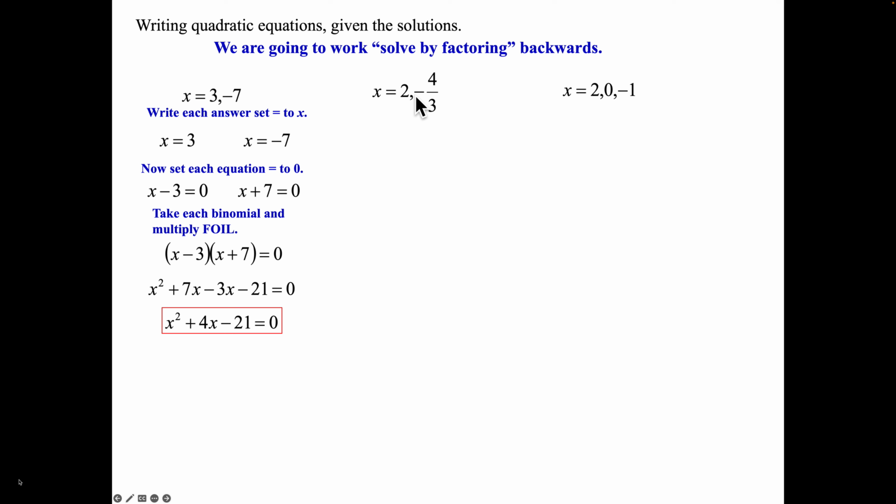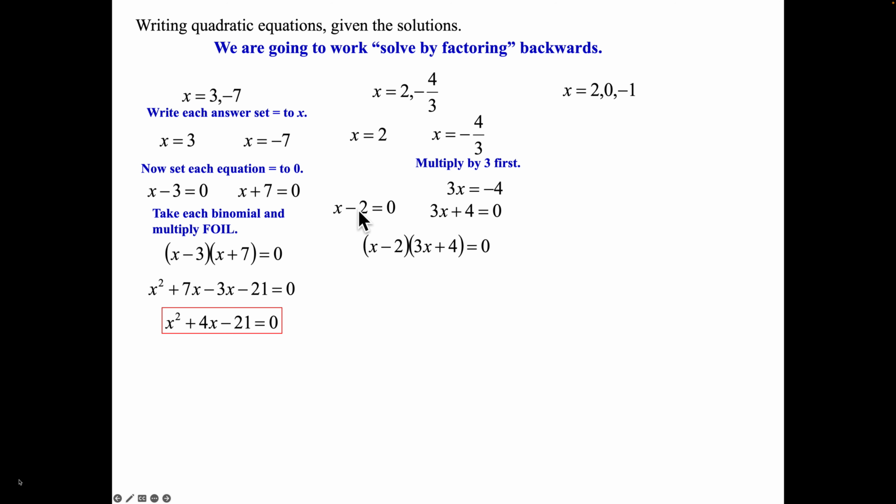Next, x equals 2 comma negative 4/3. All right, set each one equal to x. Now we're going to set these equal to 0, but remember when we had a fractional answer, the last thing we did was divide the 3 from the x over to the negative 4. So we're going to multiply that 3 back over first, so there's no fractions. Now set them equal to 0. So subtract over the 2, add over the 4.